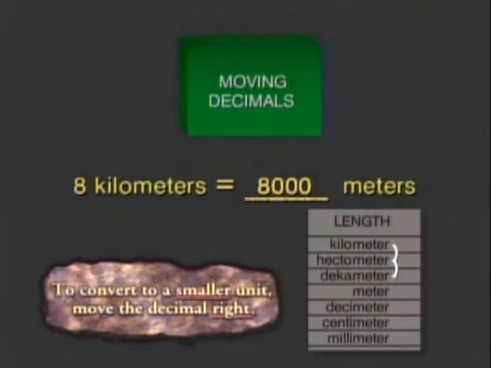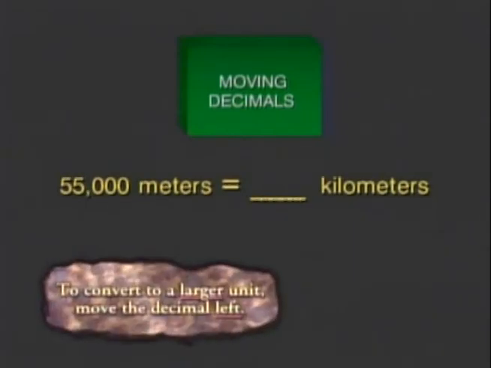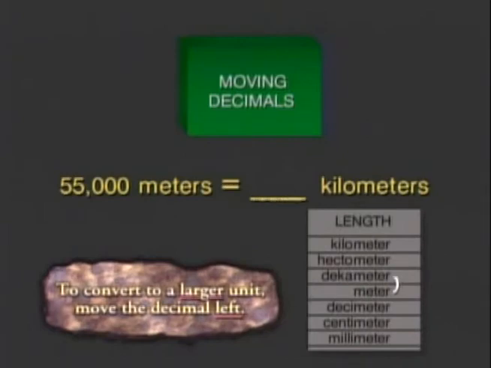A meter is 3 units smaller than a kilometer. So we move the decimal in 8 3 places to the right. We use a different rule in problems where we must convert to a larger unit. We move the decimal to the left. We call this the larger left rule. A kilometer is 3 units larger than a meter. So we move the decimal in 55,000 3 places to the left. 55,000 meters equals 55 kilometers.